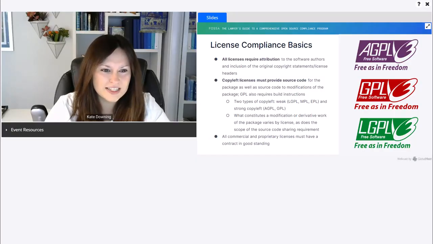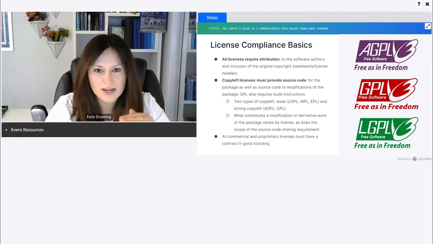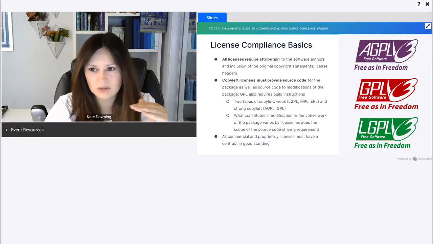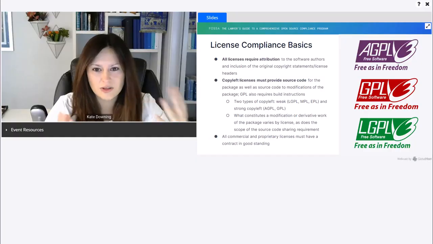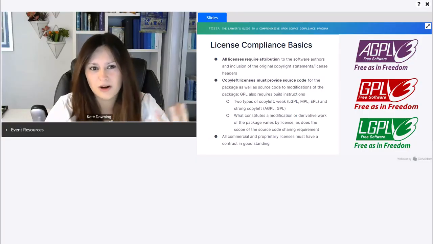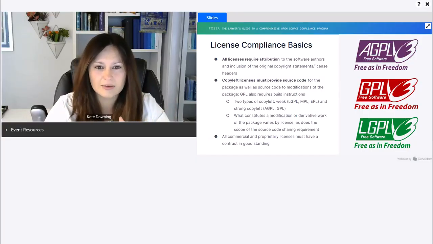So what does that mean for lawyers? What does that mean for compliance? Almost every open source license out there, the most basic requirement is that you provide attribution. So you usually have to provide copyright information for the open source package, as well as pass on the license of the package. These kinds of licenses, we call them permissive licenses because their requirements are very basic.